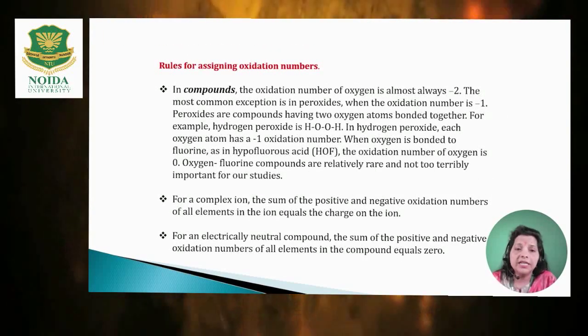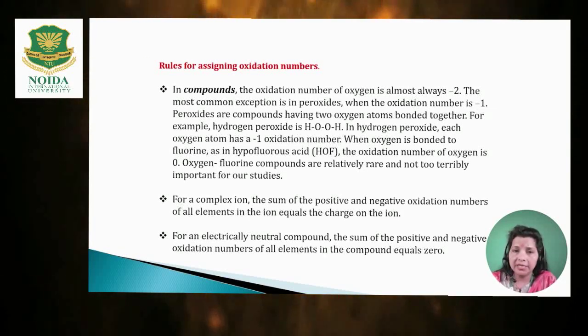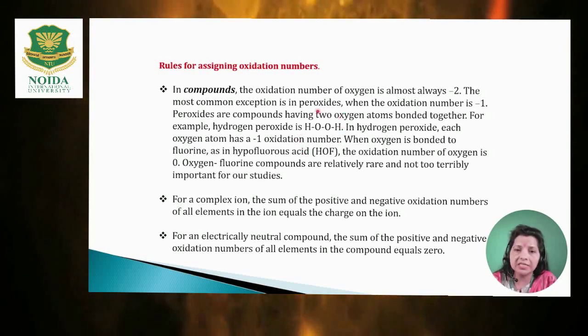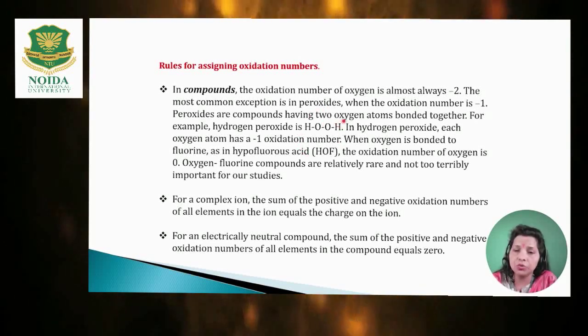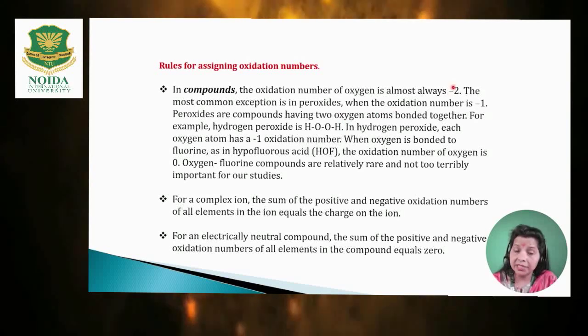Now in compounds, the oxidation number of oxygen is always minus 2, right? The most common exception is the peroxide. Whenever oxygen is combining with hydrogen, as in H2O2, hydrogen is plus 1, so plus 2 in total. So in reverse, it will be total minus 2, so for one oxygen it will be minus 1. So here, exceptionally, oxygen has minus 1 as its oxidation number.